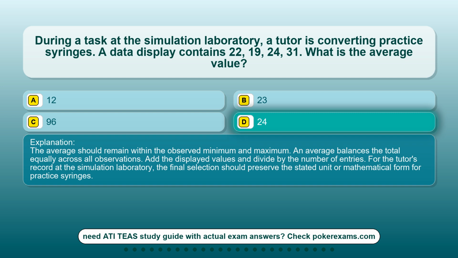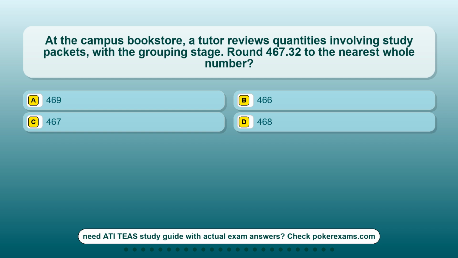The average should remain within the observed minimum and maximum. An average balances the total equally across all observations. Add the displayed values and divide by the number of entries. For the tutor's record at the simulation laboratory, the final selection should preserve the stated unit or mathematical form for practice syringes.